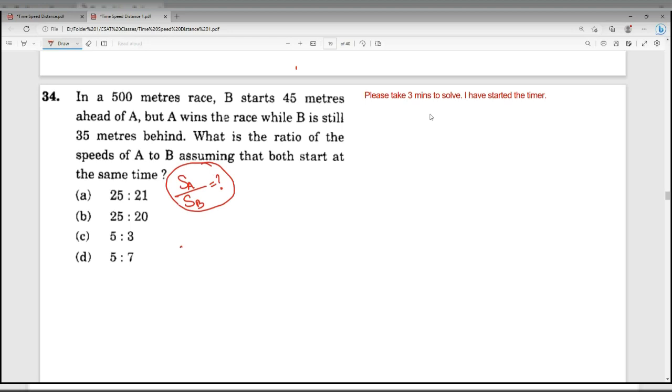And the scenario is there is this 500 meters race. And B starts 45 meters ahead of A. When A is here, B is here. This is 45 meters. But A wins the race. So B is ahead of A, but A wins the race. So A is here, while B is still 35 meters behind. This is 35 meters.